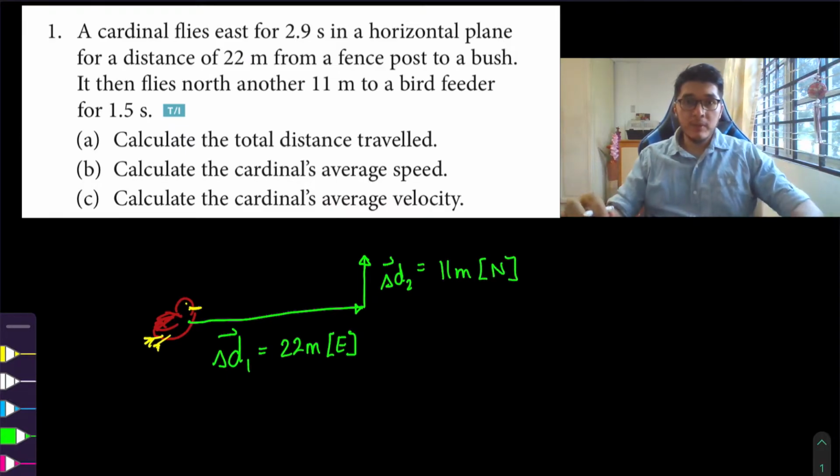Recall, because we're dealing with vector quantities, you have to state both the magnitude and direction. So that's why here we have the scalar portion with the direction as well. And make sure you put the hats on top to show that it's a vector quantity.